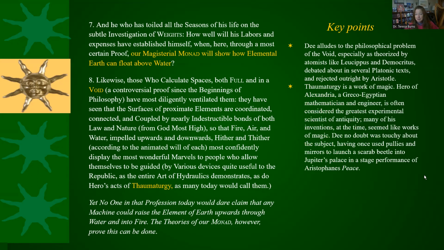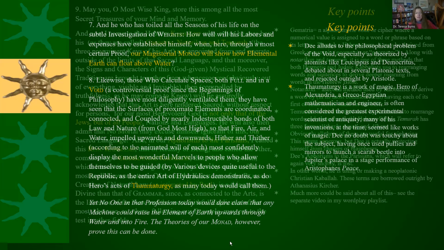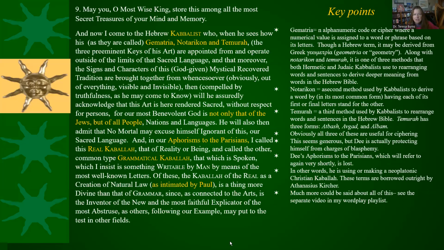So, having said all of that, though, he concludes in a way that does perhaps seem to us like magic. He says, yet no engineer today would dare claim that any machine could raise the element of earth upwards through the water and fire. The theories of our monad, however, prove this can be done. How? We'll see when we get to the theorems. Number 9. May you, O most wise king, store this among all the most secret treasures of your mind and memory. I've given you all of my points here because this is an incredibly important section, and I also have a video below talking about it a bit more.